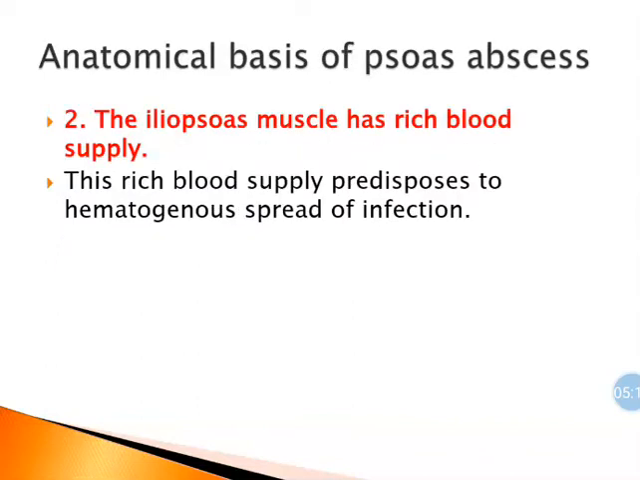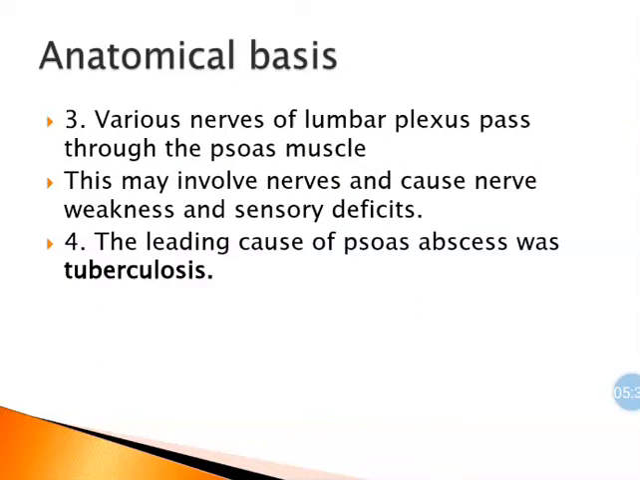Then second one is the iliopsoas muscle has rich blood supply. This rich blood supply again predisposes to the hematogenous spread of infection. Then the third is the nerve plexus, that is lumbar nerve plexus, passes through the psoas muscle. And the psoas abscess may involve the nerves and cause nerve weakness and sensory deficits. And it is said that the leading cause of psoas abscess is tuberculosis.